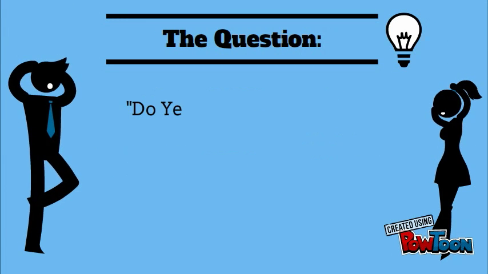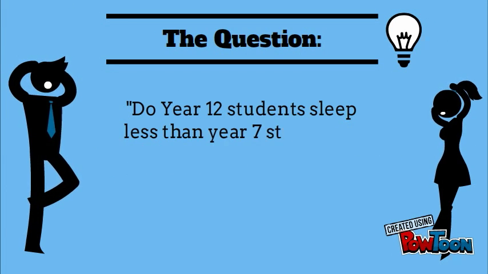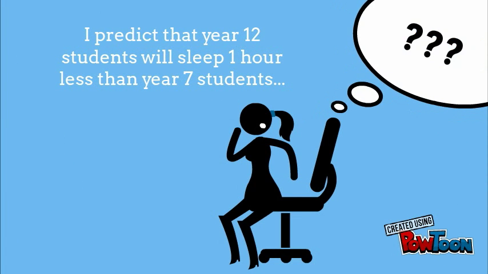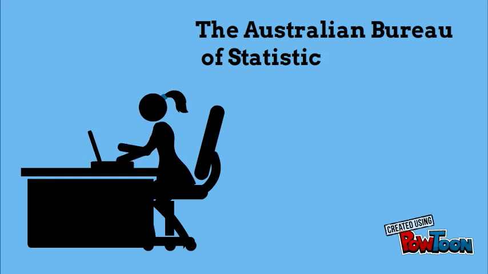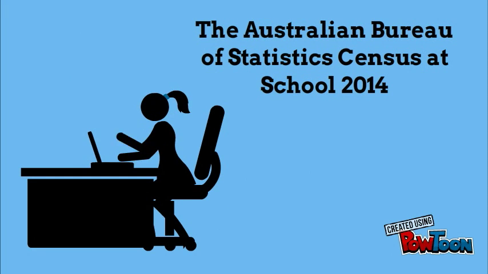The question that I chose to investigate was, do Year 12 students sleep less than Year 7 students? My prediction is that Year 12 students sleep 1 hour less than Year 7 students. The data was sourced from the Australian Bureau of Statistics Census at School 2014.